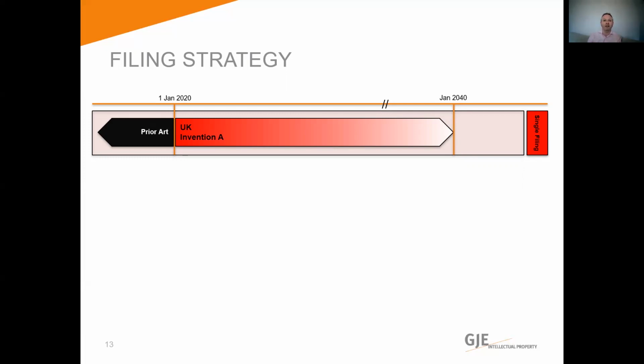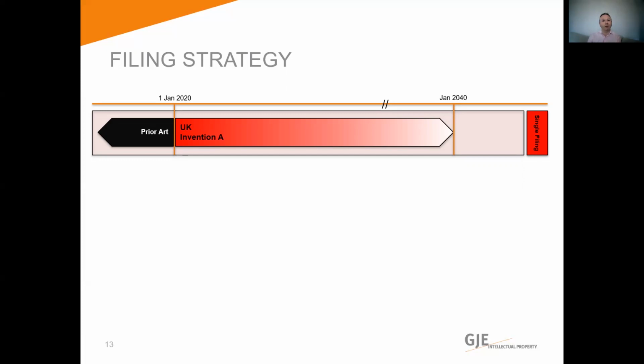Now, the filing date of the 1st of January 2020 is very important, as it plants your flag in the sand. Once your application is examined by a patent office, only publications available to the public the day before the filing date can be used to assess the patentability of Invention A. So that's anything published before the start of 2020. This is why it's so important to file your patent application before publicly disclosing your invention.